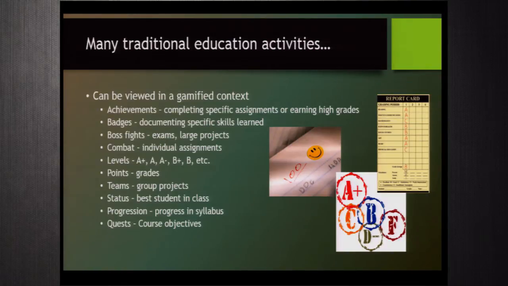We don't call them those things, but as I thought through classes I've taught, and I looked through that list, achievements is pretty clear. You get a grade. You finish an assignment. You have a specific skill set. Badges. Boss fights. These are exams. The exam's coming, and I've got to beat it. I've got to work super hard against it. Combat. These are individual excursions and individual assignments. We have levels, A+, A-. Points translate into grades. Teams translate into group projects. Status, I'm the best person in class.